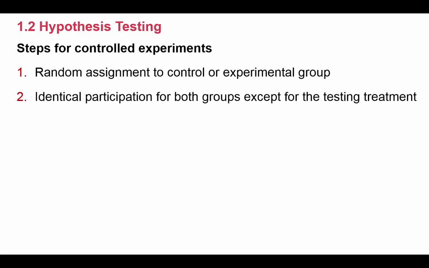Okay, when you set up a controlled experiment, you need to have a random assignment to the control group or to the experimental group. And you've got both of them, the same thing is happening, except the control group is not being exposed to the experimental variable. That is the only difference.